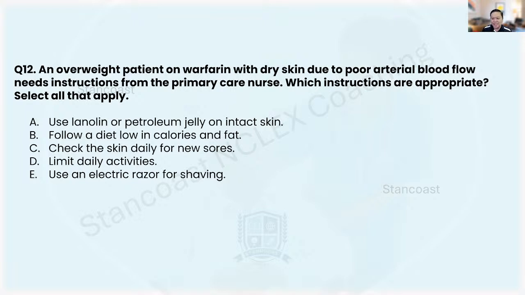So our case here is on a patient that is overweight, on warfarin therapy, has dry skin due to poor arterial blood flow, and needs instructions from the primary care nurse. And we're talking about the warfarin here. So which instructions are appropriate for this client? This is select all that apply.